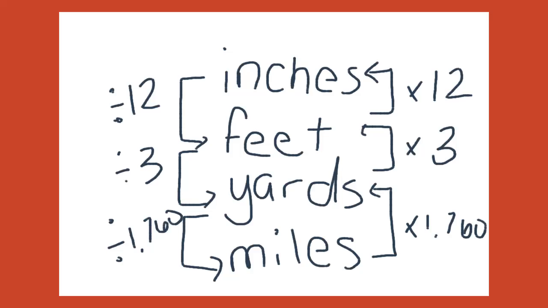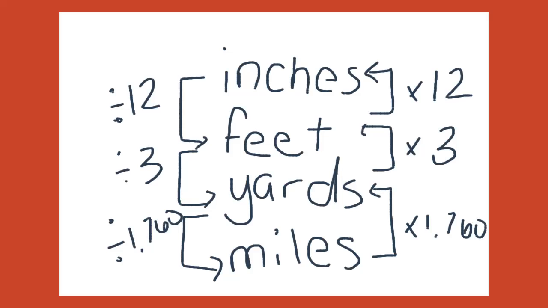My instructions tell me that I have to multiply by 1,760. Good thing I've worked hard to master my multiplication skills. 1,760 times 2, because I had 2 miles. 1,760 times 2 gives me 3,520 yards.